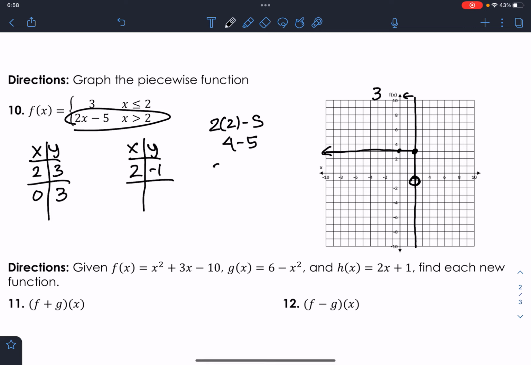So 2 times 6 minus 5, well, this is 12. And 12 minus 5 is 7. So at 6, the y value is going to be 7. So 6, 7 is right there. So I connect these 2 points, and that's what the right side of the graph is going to look like.